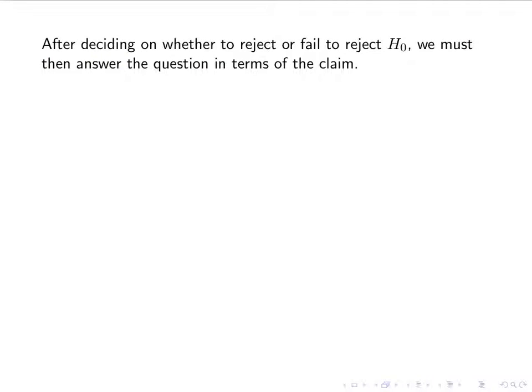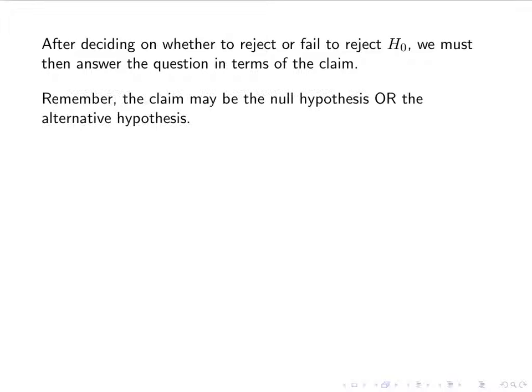After deciding on whether to reject or fail to reject h0, we must answer the question in terms of the claim. And remember, the claim can be the null hypothesis or it can be the alternative hypothesis. So once you've decided whether or not you're rejecting or failing to reject the null hypothesis, you then translate that back to the claim.